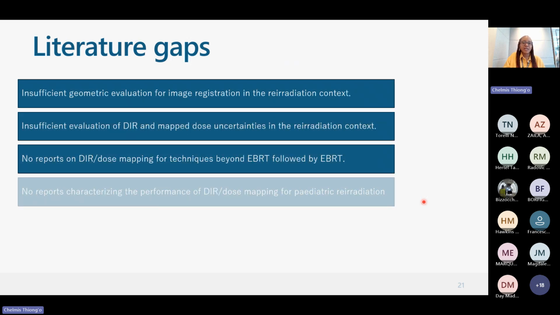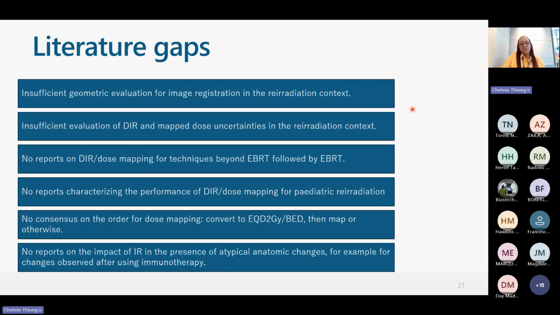From this review and internal discussions, we identified six major gaps in the literature. The first was that geometric evaluation of image registration in the irradiation context remained insufficient, with no consensus on relevant metrics or standardized implementation. The second was that the evaluation of uncertainties in both deformable registration and dose mapping was limited, and reliability across different sites and dose gradients had not been very well established.